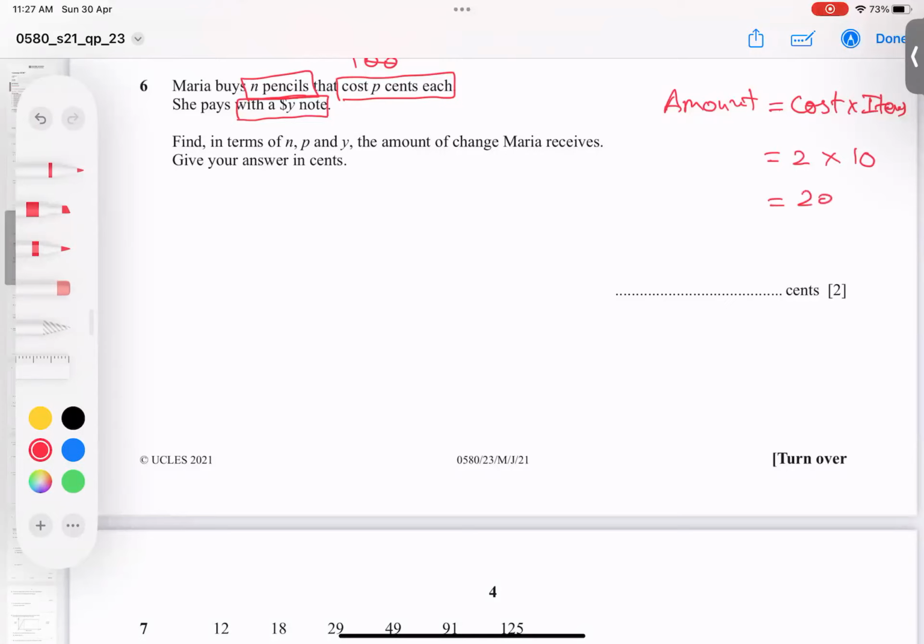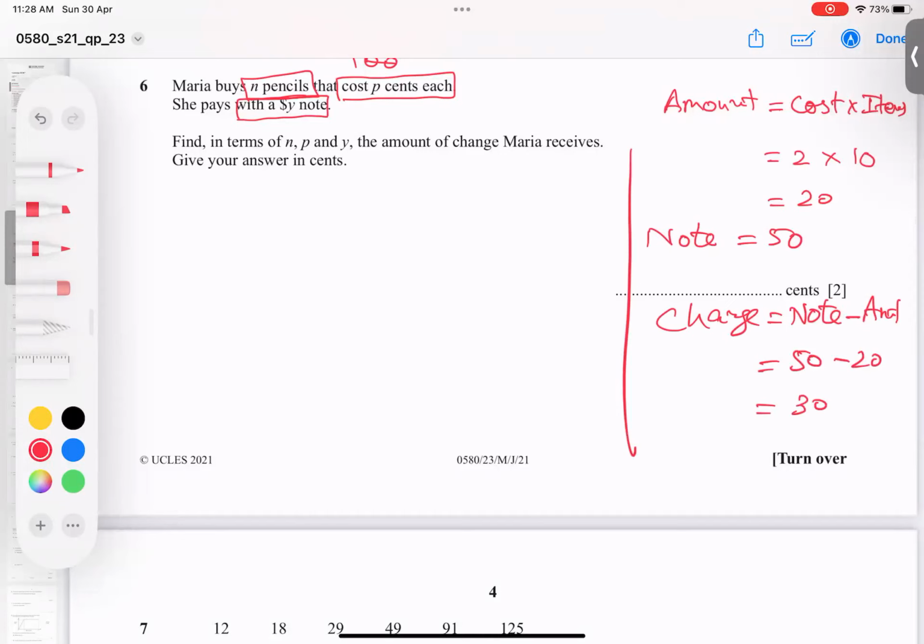But let's say you pay a 50 riyal note. What note do you pay? The note you pay is 50 riyal. How much change do you get? Naturally, change you get is the note value minus the amount you pay. Note value 50, minus 20, and you get 30 back. So concentrate, same story here.